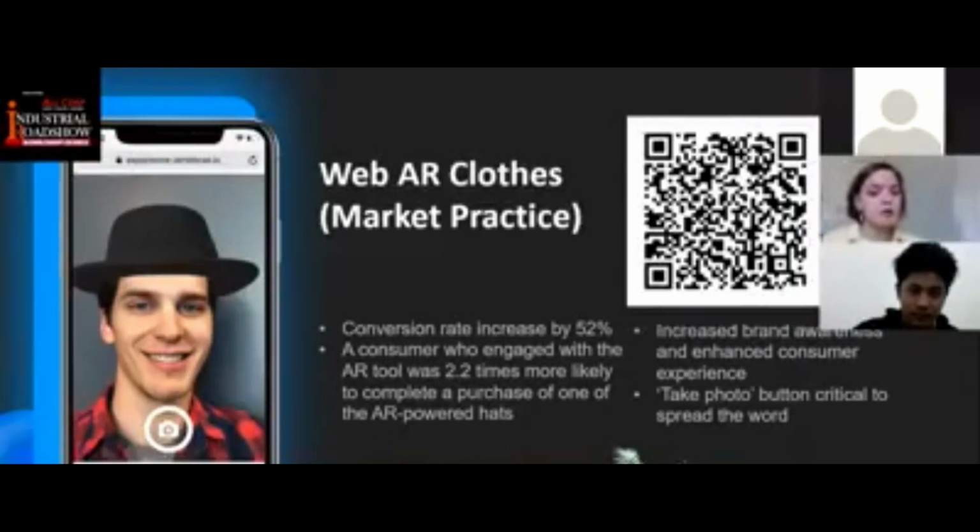So people could go to the website, take a picture of themselves wearing one of these hats, and share it with people and say, oh, look, see what I did. Look, this is what I look like in this hat.